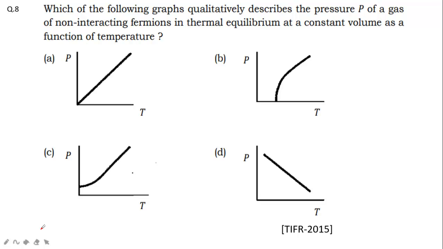Moving ahead, question number 8 is here. Which of the following graphs qualitatively describe the pressure of a gas of non-interacting fermions in thermal equilibrium at a constant volume as a function of temperature? So we have to figure out the appropriate graph between pressure and temperature for non-interacting fermions. Let's take an example, electron. We are talking about electrons, which are non-interacting, and there is thermal equilibrium.